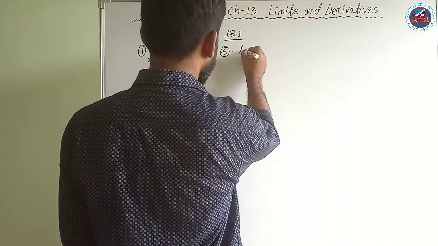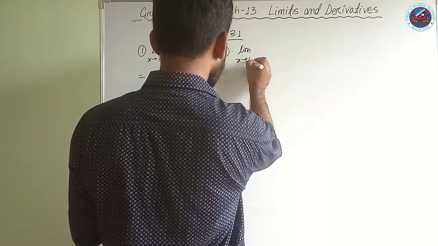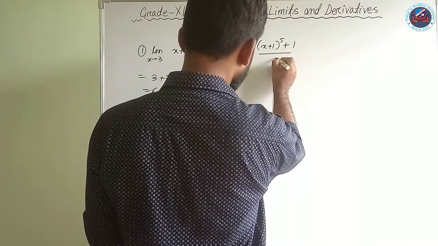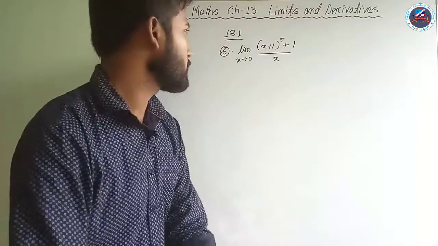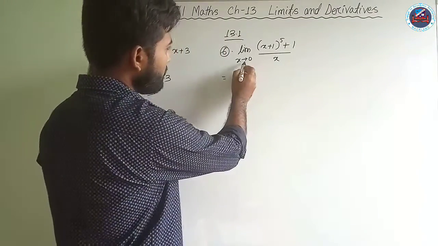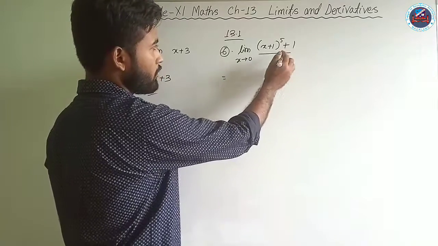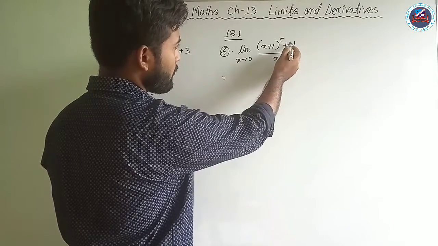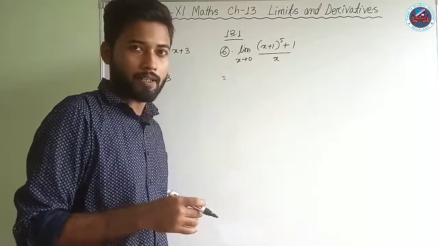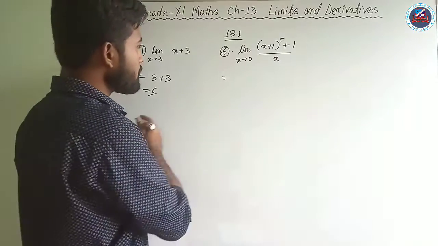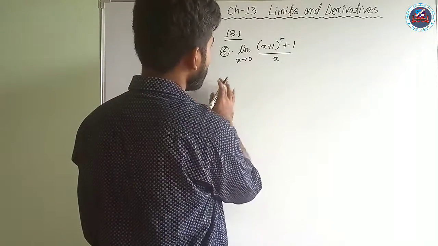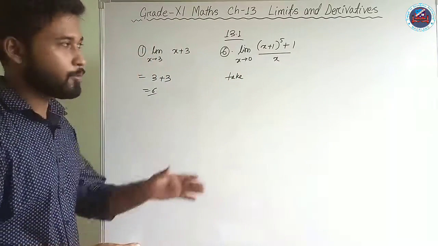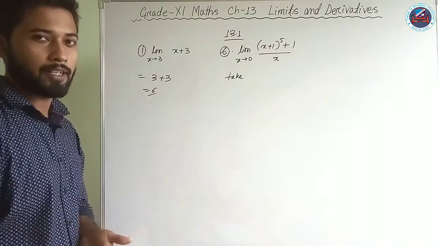Question number 6 says, we need to find the limit as x tends to 0 of (x plus 1) to the power 5 minus 1 divided by x. Now this is a problem. You can see that if we take directly x equal to 0, then 0 plus 1 will be 1, 1 to the power 5 minus 1 will be 0, so we get 0 by 0. So this will be an undefined function. So in such a case, what to do? We need to manipulate this function, or we need to change the whole thing so that it is defined.